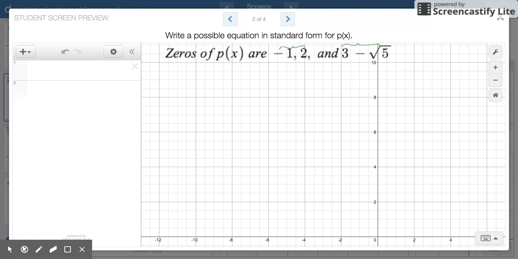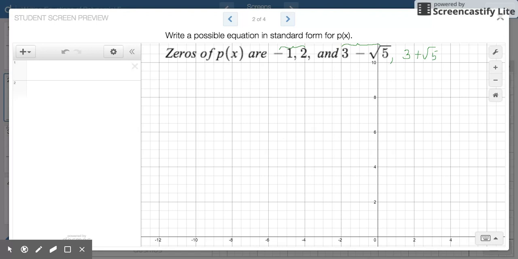But we know that irrational zeros come in pairs. Therefore, there's a zero that is not listed here, and that is the conjugate of 3 minus square root of 5, which is 3 plus square root of 5. So therefore, p of x actually has 1, 2, 3, 4 zeros.